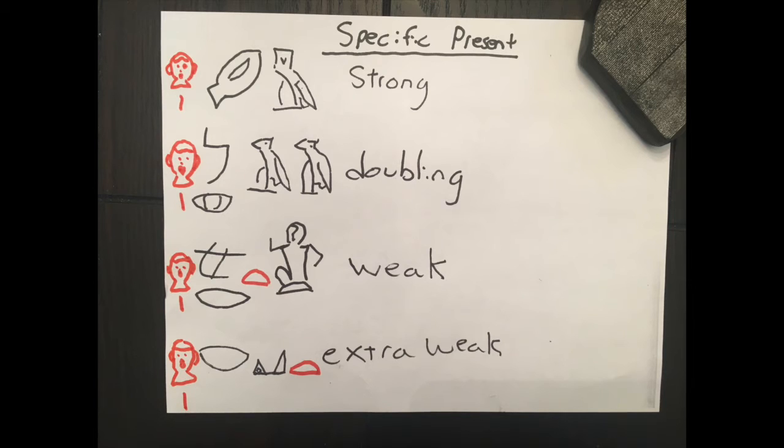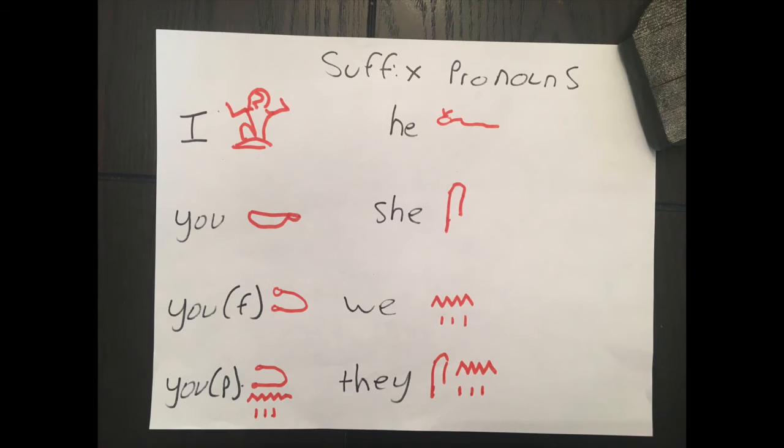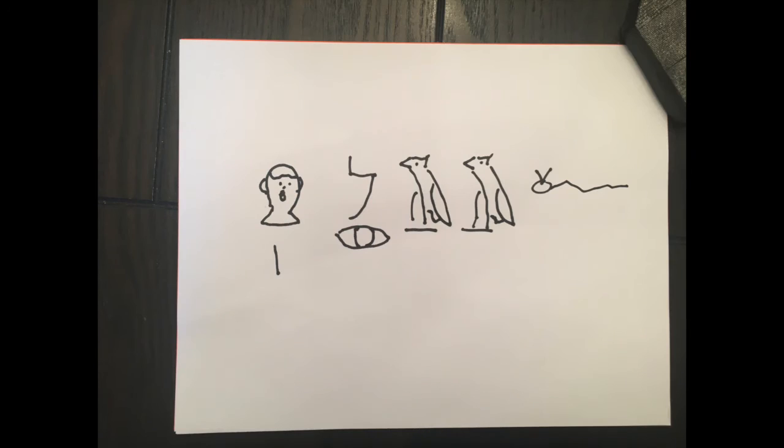You're going to have the word is followed by the infinitive form of the verb. So again, weak and extra weak verbs getting that extra T. You'll know if it's a doubling or strong verb in the infinitive through context clues if weak and extra weak verbs are in the sentence. And again, you'll add your suffix pronoun to the end of the verb stem so that you can then say, he is seeing, she is seeing. So here we have, he is seeing.